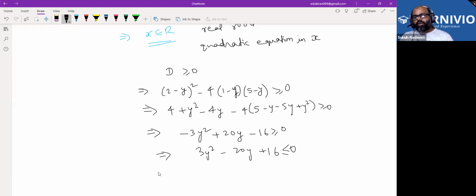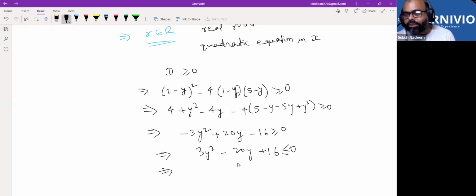Now, if we do the middle term splitting here, how can you do that? 16 into 3 is 48. So can we get 48 by some method by adding? We won't get it, right? Middle term splitting we can't do.